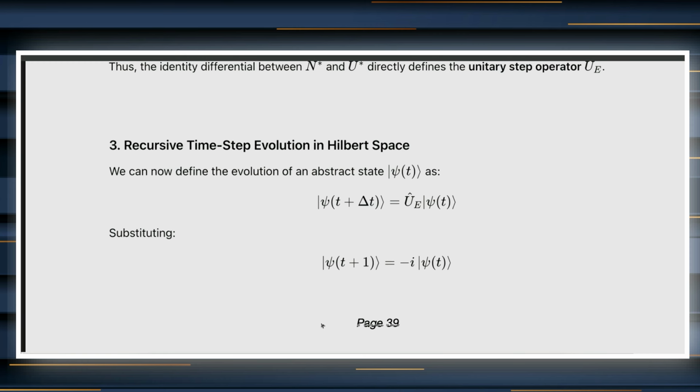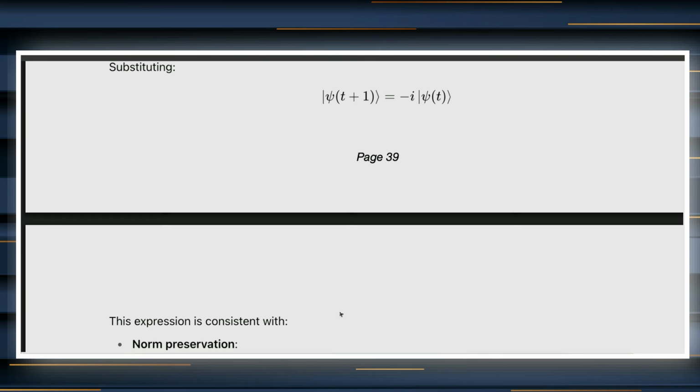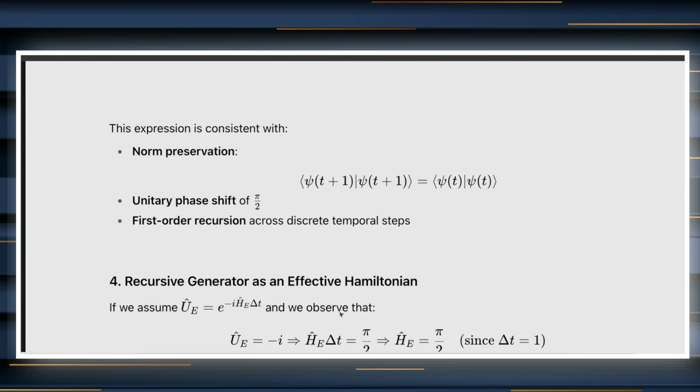Now we can define the evolution of an abstract state, psi of t, as the following. Substituting in i, negative i, for the Existics operator, this expression is consistent with norm preservation, unitary phase shift of pi/2, first order recursion across discrete temporal steps. So what this means is we can quite literally use the Existics equations to create a gradient of time evolution that's consistent with the Schrodinger equation.